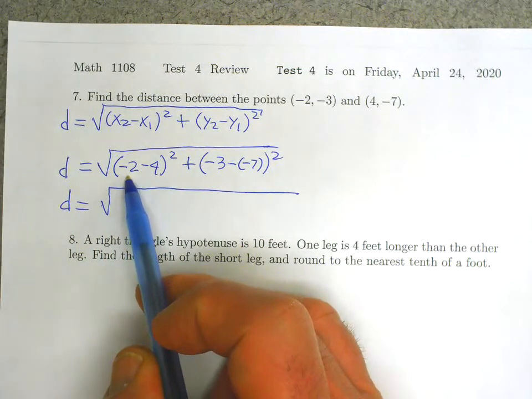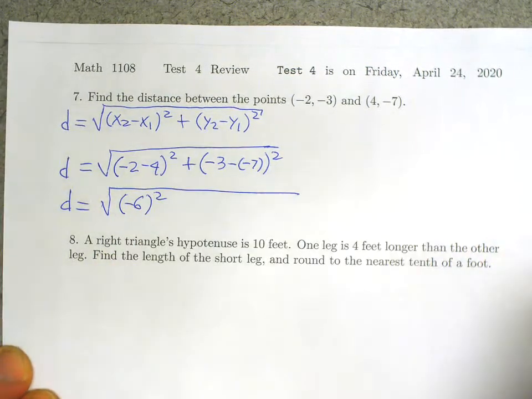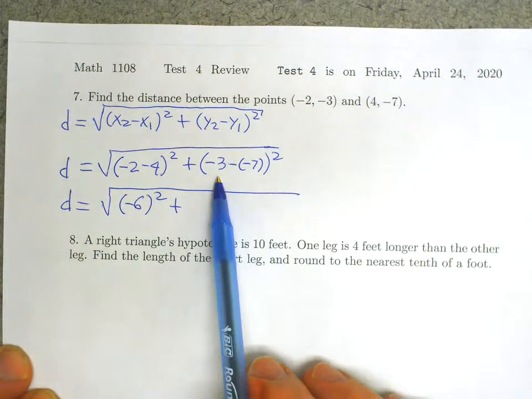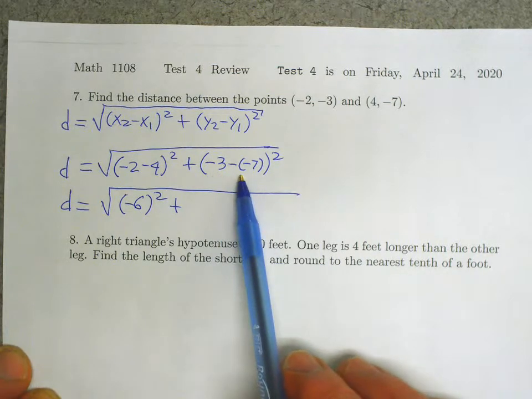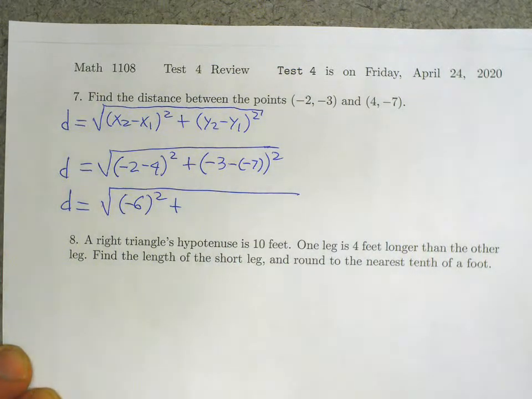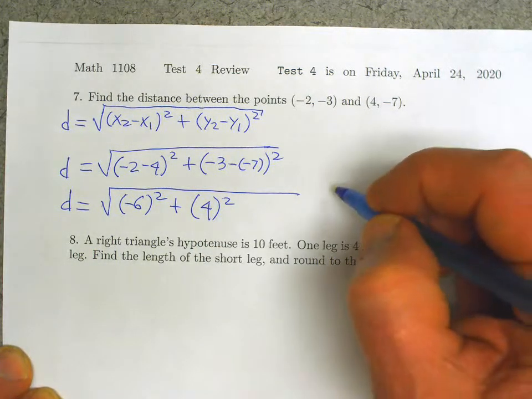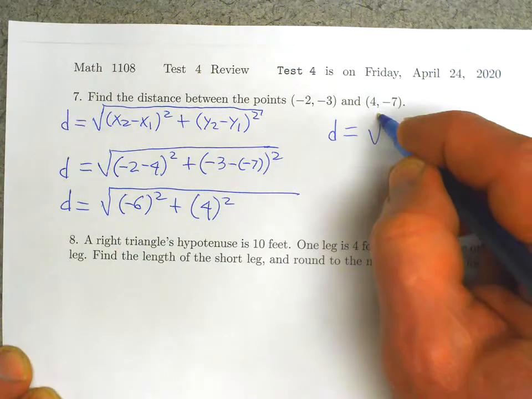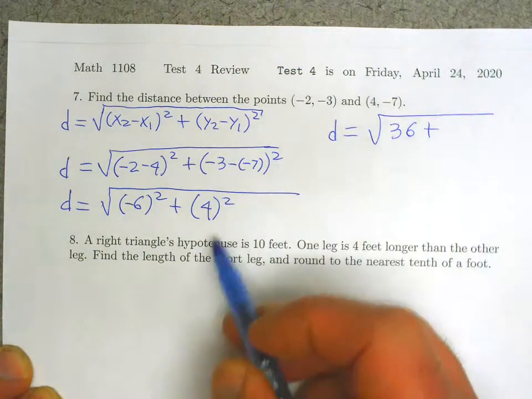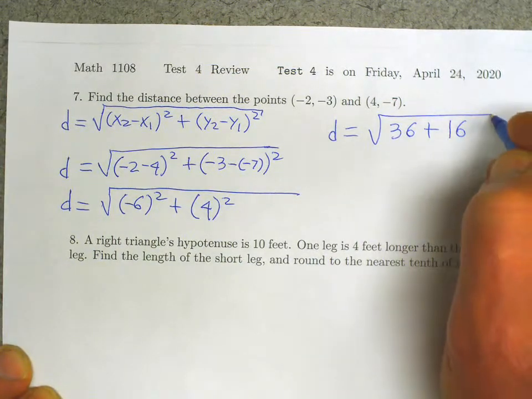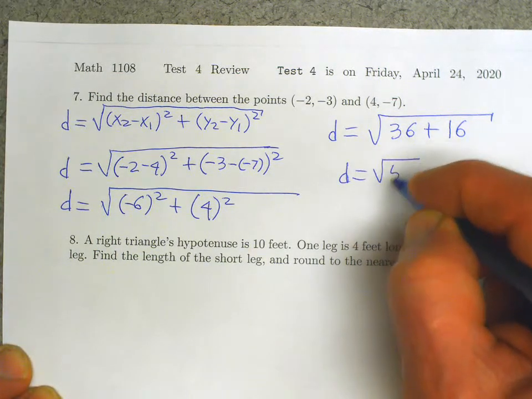Okay, here inside the parentheses, -2 minus 4 is -6. So we're going to square the number -6 in the next step. And then we're adding -3 minus -7. That's equivalent to -3 plus 7. -3 plus 7 is 4. So we have 4 squared. And then in the next step, the number -6 squared is 36, and we're adding that to 4 squared, which is 16. And then 36 plus 16 is 52, so we have the square root of 52.